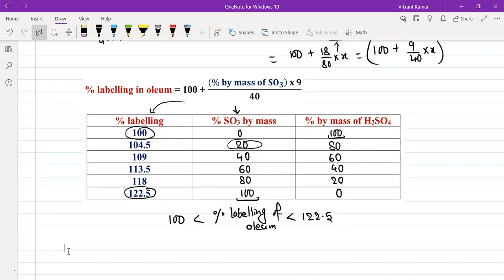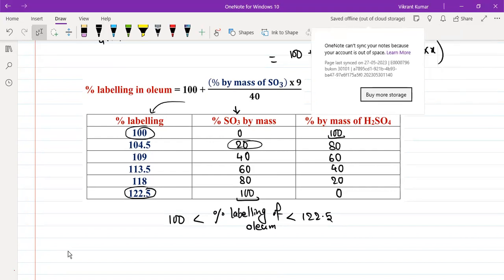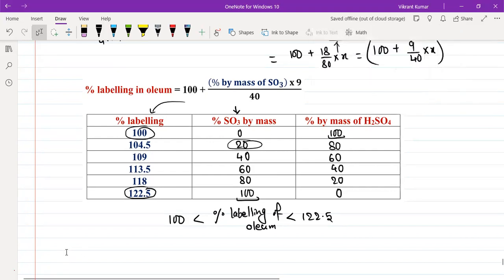है ना? If we get 100 grams of oleum that is 109%, then if we add enough water, we'll get 109 grams of H2SO4. That was the basic definition. Someone has labeled it 118. Percentage labeling is 118. That means market से मैंने अगर 100 ग्राम लिया है, I can get 118 ग्राम H2SO4. ठीक है.